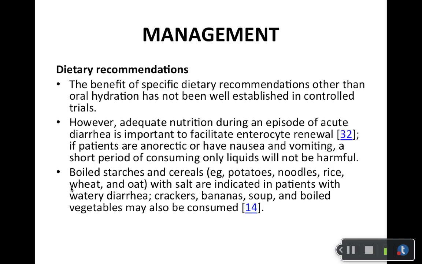Dietary recommendations too. A lot of patients will already know about these things, but think of plain, unflavored, not spicy, maybe just some salt. Plain stuff: crackers, bananas, soup, boiled vegetables, potatoes, noodles, rice, wheat, oat, just pretty plain, plain tasting foods.